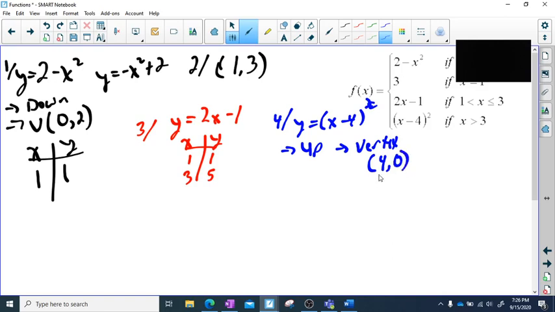I need one more point. I can use that point because the x value here is more than 3. So there's one point I can use. I need at least one more, and I have to use my boundary number. So let's go x, comma y. Let's put 3 in here. 3 take away 4 is negative 1. Square negative 1, I get positive 1.